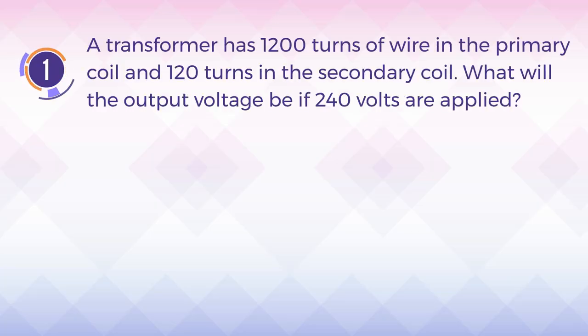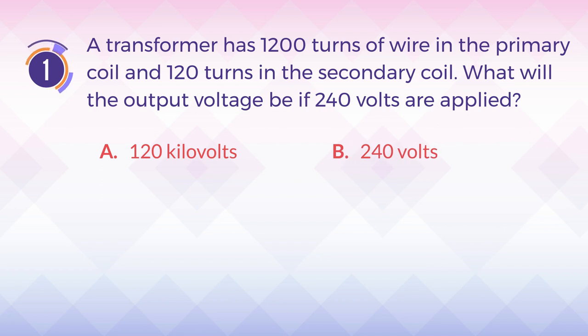Number 1. A transformer has 1200 turns of wire in the primary coil and 120 turns in the secondary coil. What will the output voltage be if 240 volts are applied? A. 120 kilovolts. B. 240 volts. C. 480 volts. D. 24 volts.